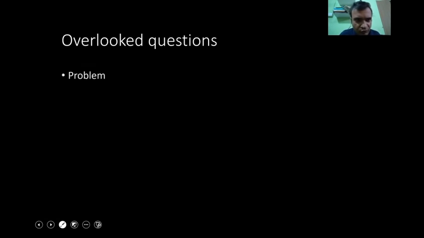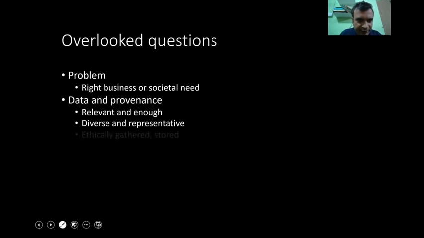So what are some of these overlooked questions? Are we solving the right business problem or the societal need problem? That is the biggest thing that we should talk about. Oftentimes it's not in the purview of engineering, but someone who's taking these larger decisions should be thinking about these. Then data and provenance.